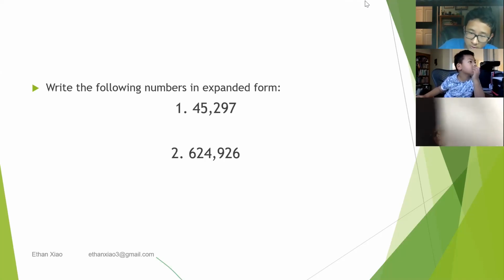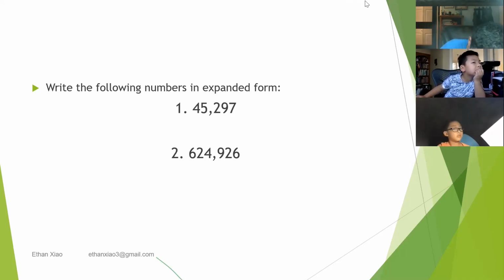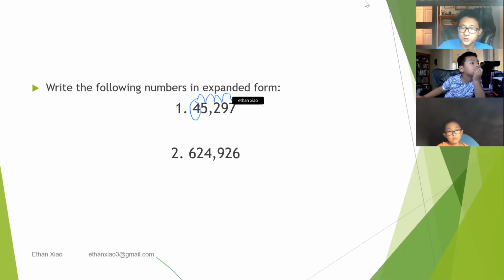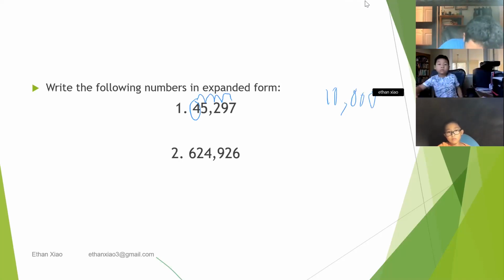So the first one is, first I take the 4 and I find the place value. So 1, 2, 3, 4, that's 4 places. So that is the 10,000's place value. And then I'm going to write it as 4 times 10,000.